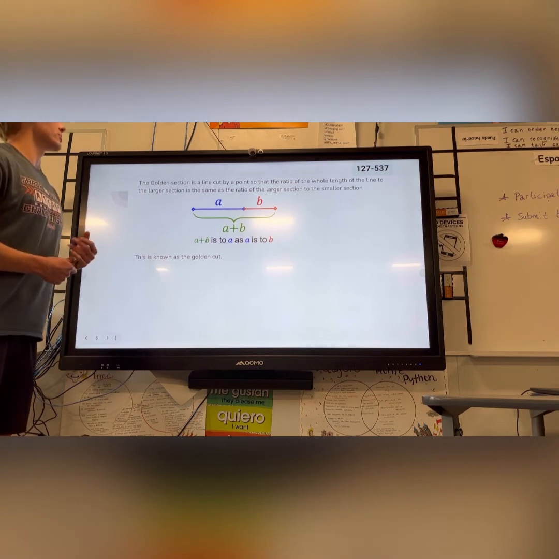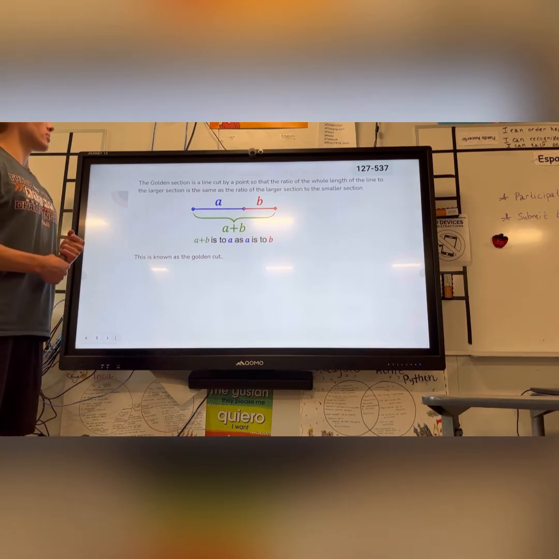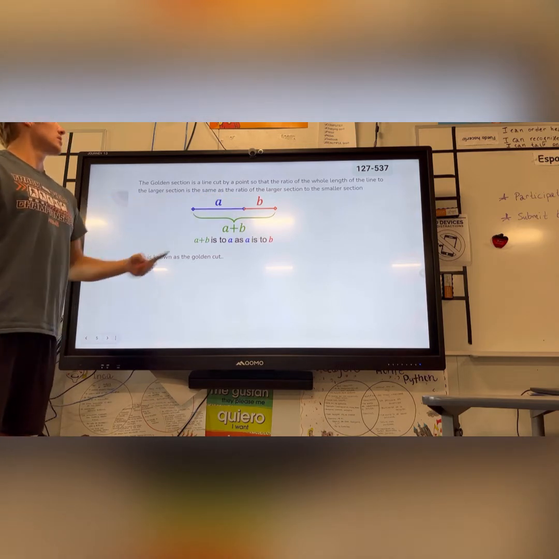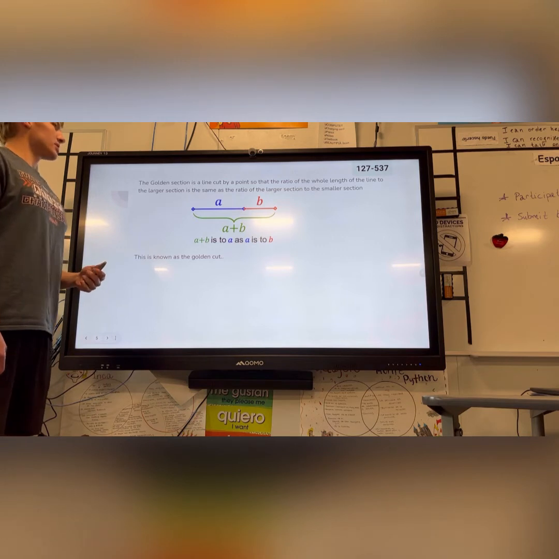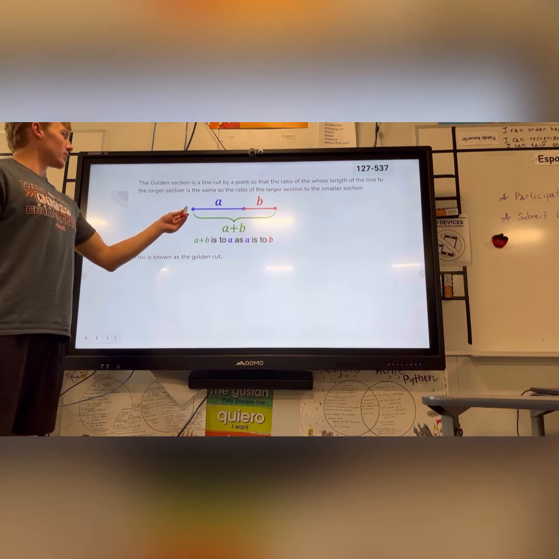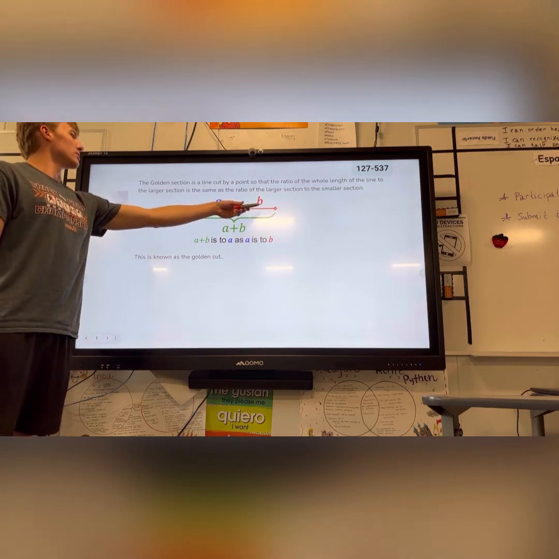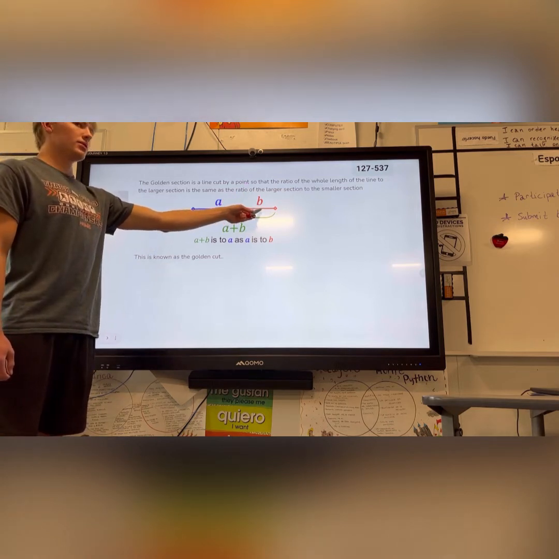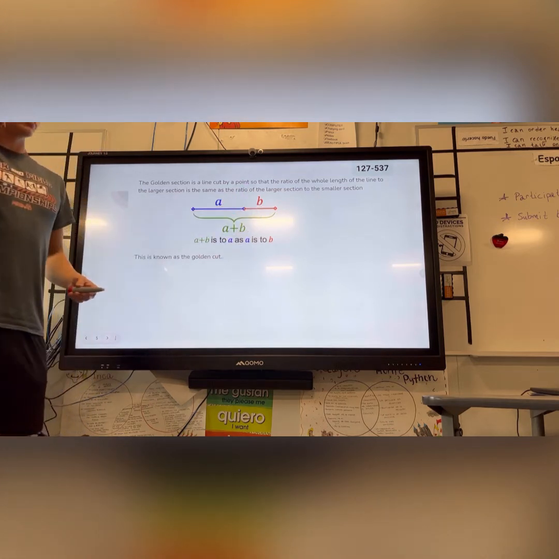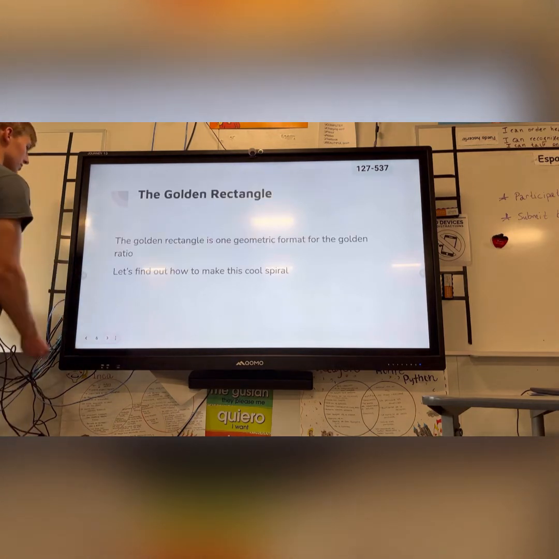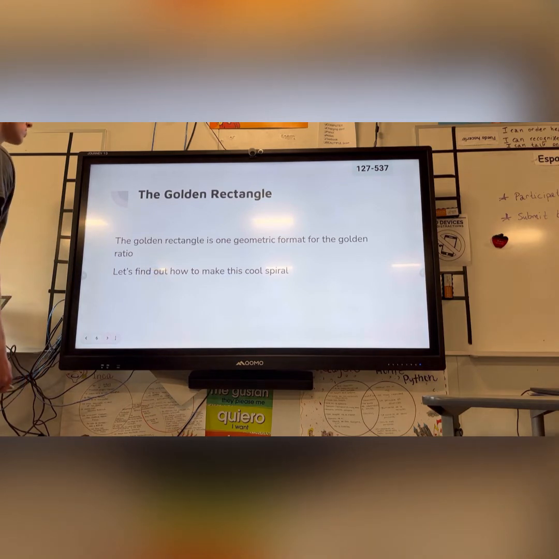And the golden section is pretty important. It's a line cut by a point. This is typically denoted as C. And this is important later on in the slideshow. Basically, this whole length divided by A is the same as A divided by B. And that also gives you the golden ratio. And then I think Zach's part is coming up.